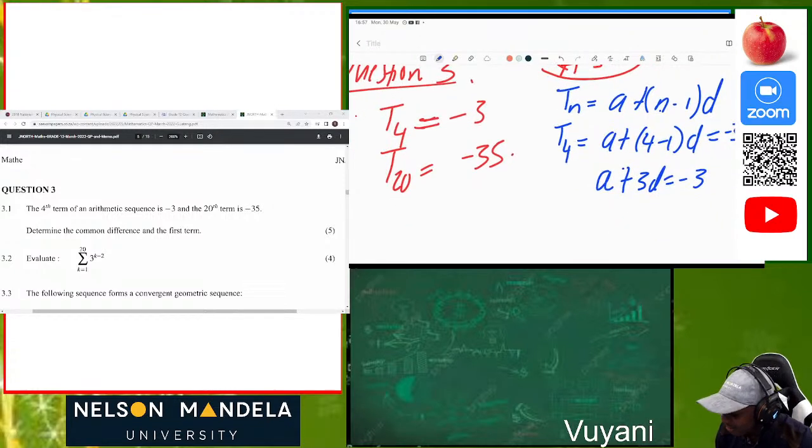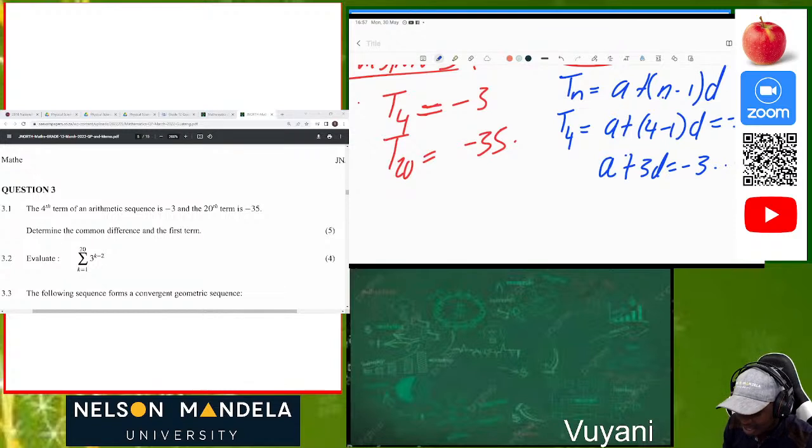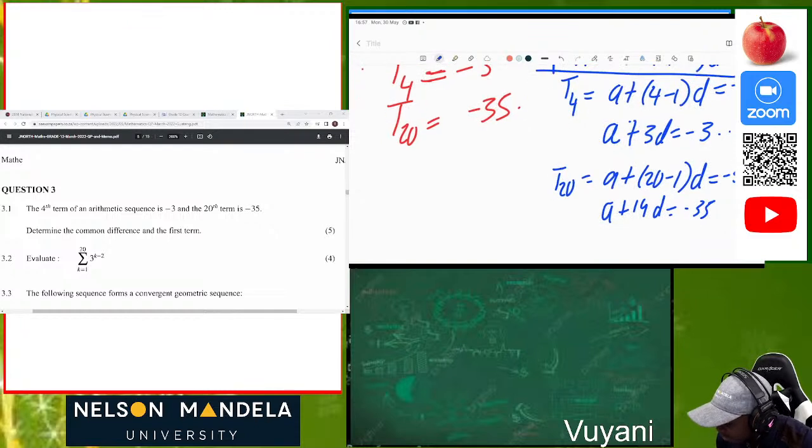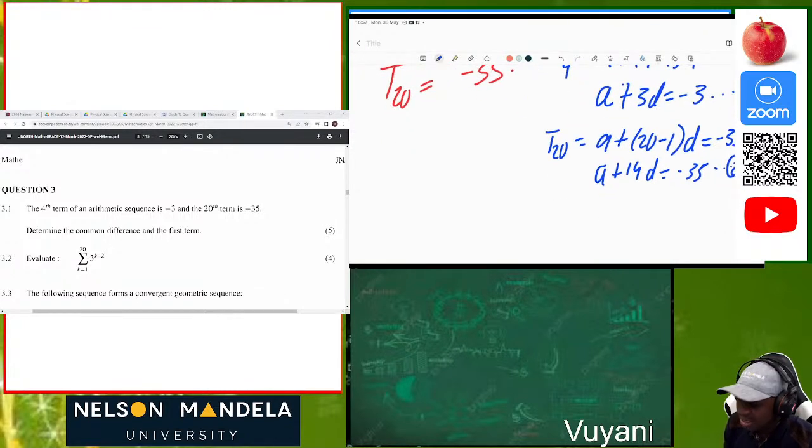Then this is our equation number 1. Then we also use the same equation to find the expression for T20. So T20 will be equal to a plus (20 minus 1) times d is equal to -35. Then now it's going to be a plus 19d is equal to -35. This will be our equation number 2. Now let's make equation number 3. In other words, we'll be solving this simultaneously.